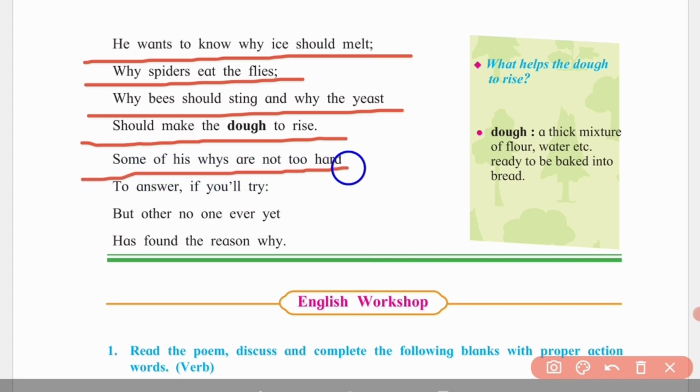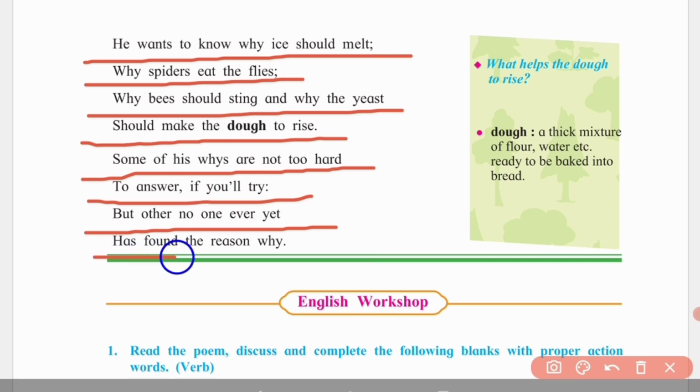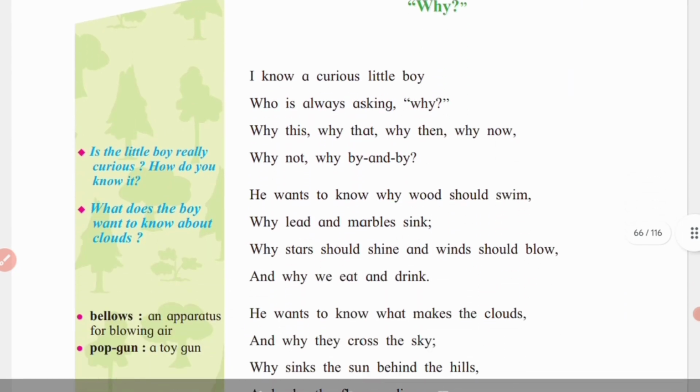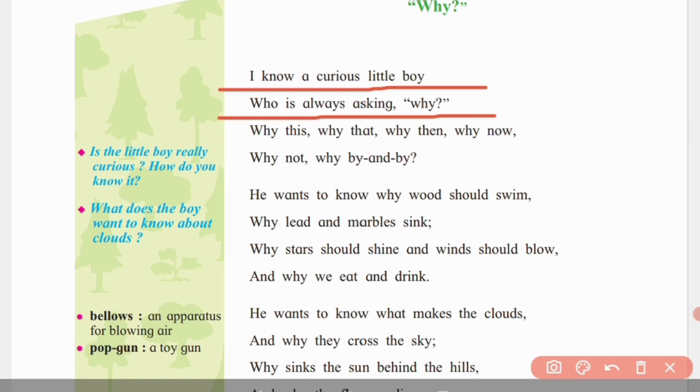Some of his whys are not too hard to answer if you will try, but others no one ever yet has found the reason why. I know a curious little boy who is always asking why. Why this, why that, why then, why now, why not, why by and by.